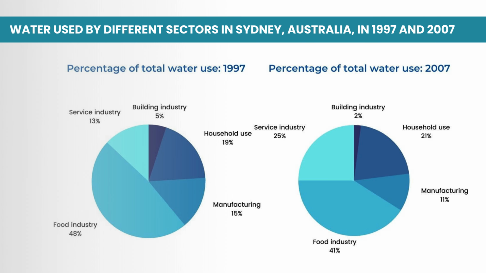Exercise 1. The charts below show the percentage of water used by different sectors in Sydney, Australia, in 1997 and 2007. Summarize the information by selecting and reporting the main features, and make comparisons where relevant.